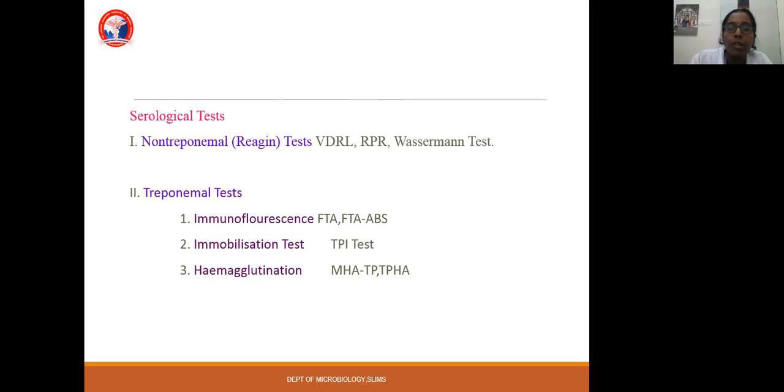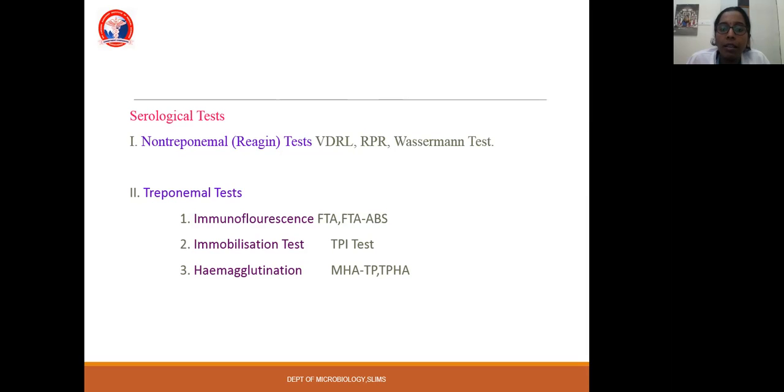We are going to take the patient's antibody and test it, so we have to get some antigen. It is very difficult to culture the syphilis organism, so we have to take some antigen. Here we are taking the cardiolipin antigen. Cardiolipin antigen is basically obtained from lecithin and cholesterol, and it's an extract from beef heart.